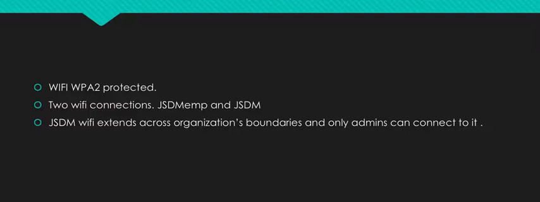So now we're going to talk about network access controls. The Wi-Fi is WPA2 protected. At JSDM, there are no open ports. There are several WLAN connections. Employees can connect to the connection called JSDM app, while administrators and higher deans can connect to the Wi-Fi connection called JSDM. The reason for having these two different Wi-Fi connections at both locations is that the connection JSDM extends across the organization's physical boundaries, and thus only administrators and higher deans can connect to it.